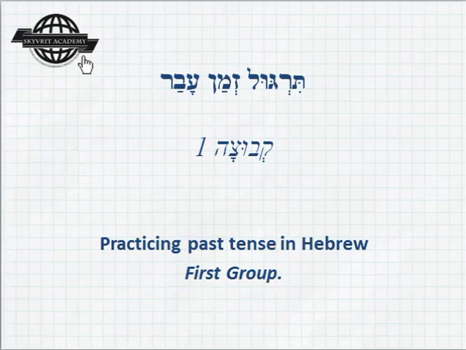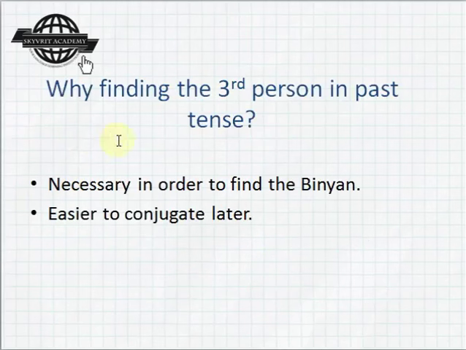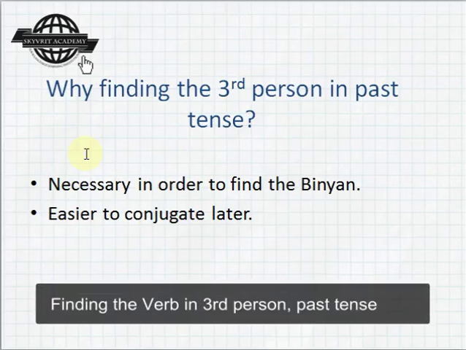As I said, we start with the very first group. But before that, why do we need to find the third person? First of all, as I said, it is necessary in order to find the binyan, and later on it is easier to conjugate. So what we're going to cover here is basically finding that third person, because if we find the third person in past tense, everything will be much easier.